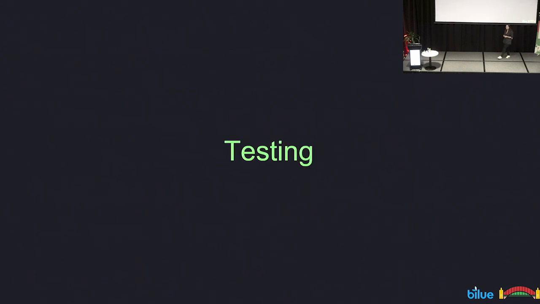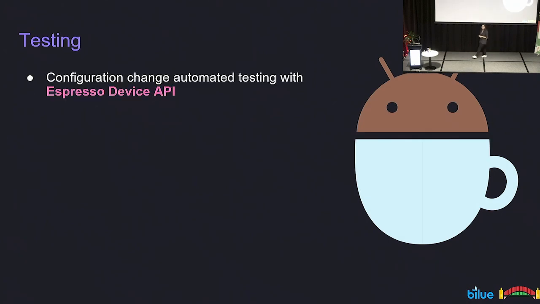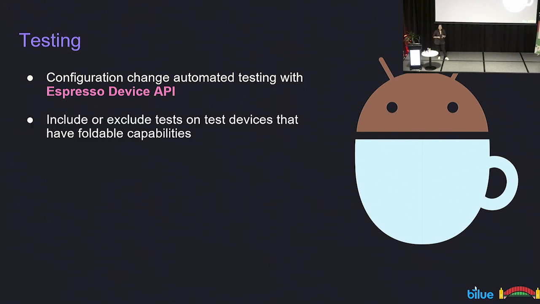How do we go about testing these things? There's a new API with Espresso, the Espresso Device API, and this allows you to automate testing. You can include or exclude tests on test devices that have these foldable capabilities. So you don't have to run all of your test suite on every device. You can say, oh, I only want to run these tests on foldable devices or devices that are in unfolded state or folded state.